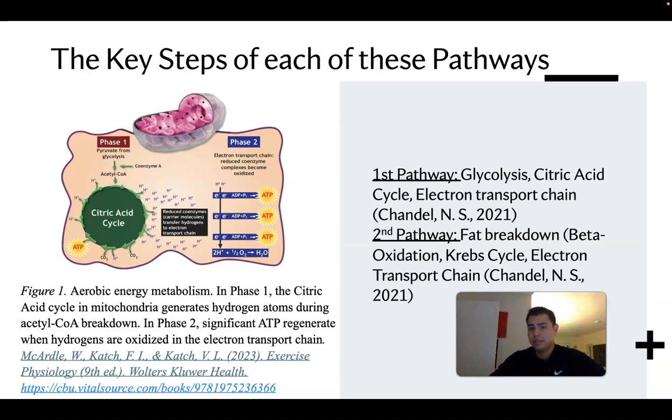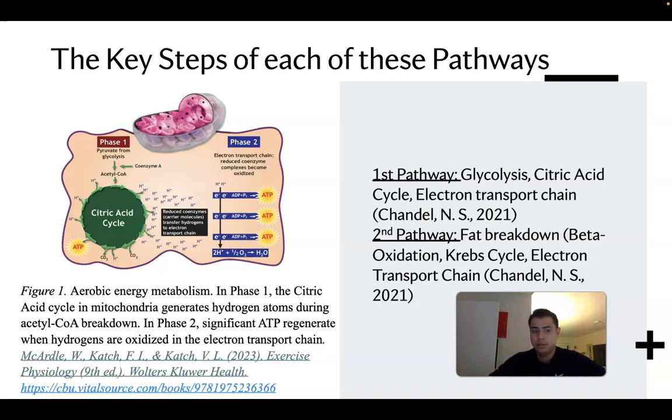Then that lastly leads into the electron transport chain. In the electron transport chain, electrons from NADH and FADH2 pass along a series of protein complexes, which leads to proton pumping, creating a concentration gradient. Lastly, that's where ATP synthesis happens, where large amounts of ATP are produced. So that's pretty much the home of where most of the ATP is produced throughout both pathways. And that's the first pathway.